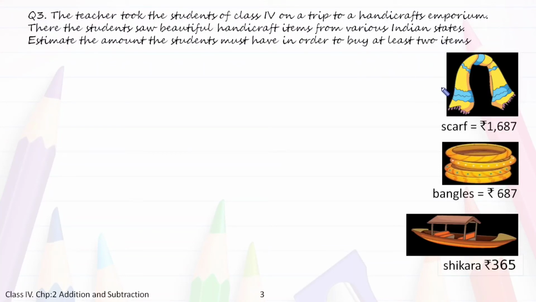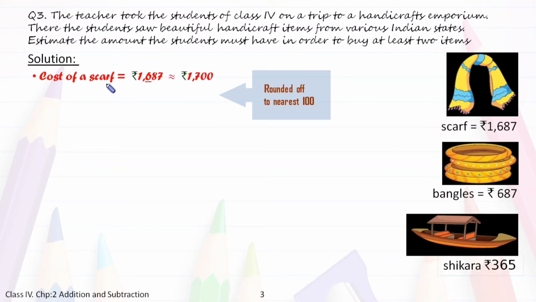Now you are willing to buy at least 2 items. At least 2 items means you want a minimum of 2 items. So you must have enough money to buy those items. So how much money you should have, that you have to calculate. Moving on to the solution. First, I will estimate each item or each value to the nearest 100.